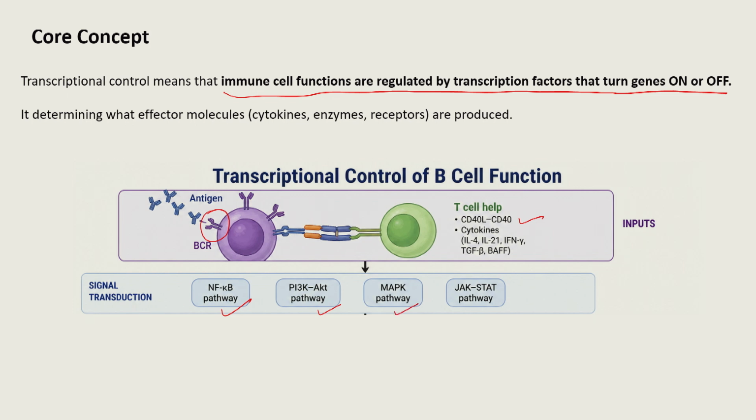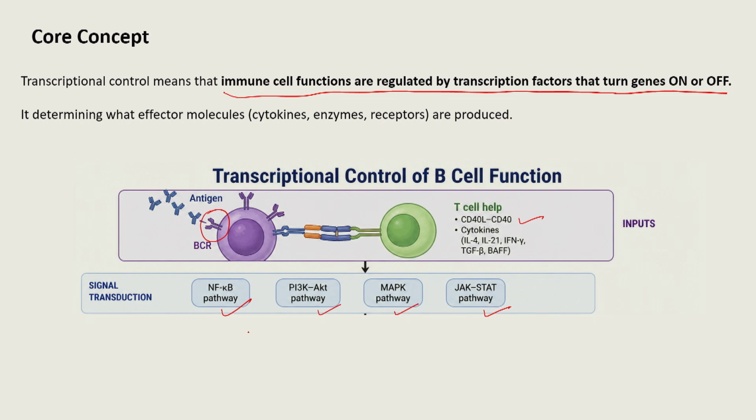Then we have the mitogen activated protein kinase pathway, which is also called the MAP kinase pathway. And then finally, the JAK-STAT pathway. Now, the Janus kinase and signal transducer and activator of transcription pathway is a very important pathway for regulating interferon production in innate immune cells. But here in case of B cell, we'll see how these are responsible for producing different cytokines, because regulation of the cell depends upon different kinds of cytokines as well.